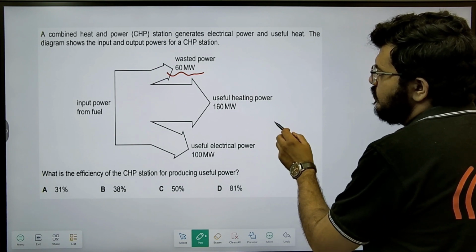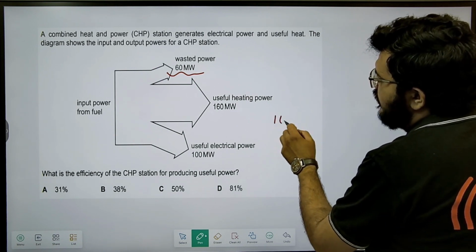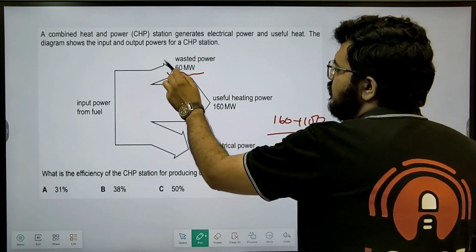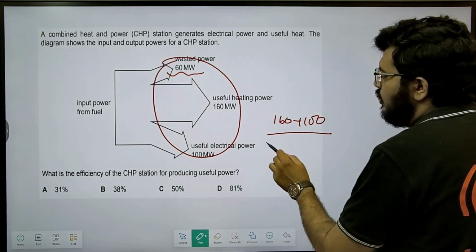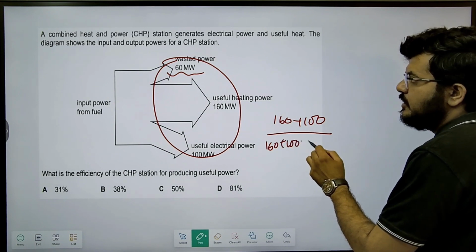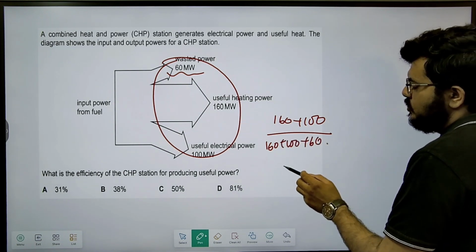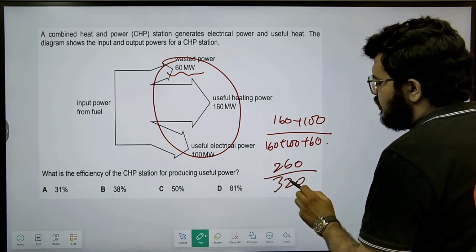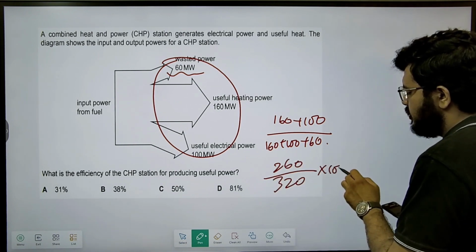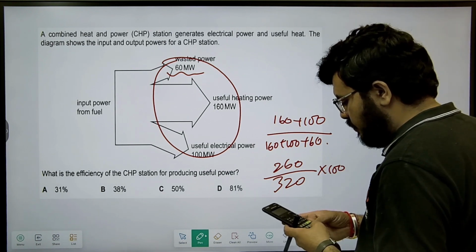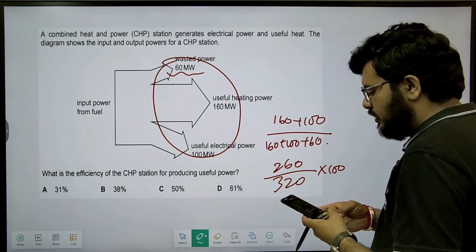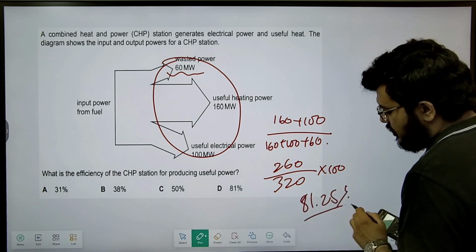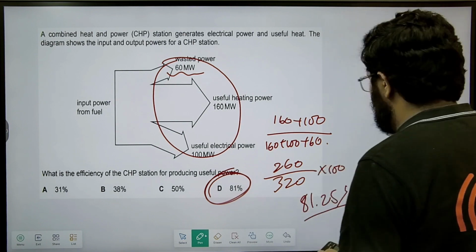So efficiency should be output, which is 160 plus 100, upon input. Input is not given, but the total of these three must be the input, by the law of conservation of energy: 160 plus 100 plus 60. So this should be 260 upon 320 into 100, of course, percentage. So 260 upon 320 into 100 gives you 81.25 percentage, which is option D here.